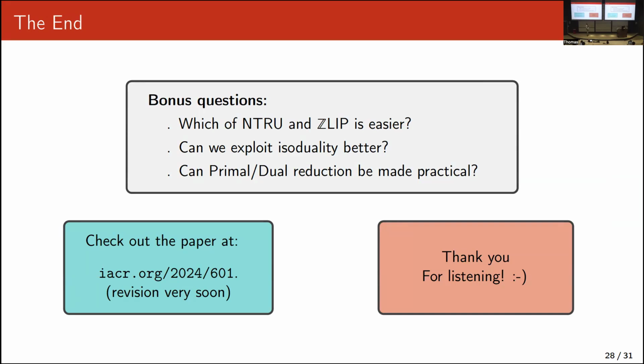It's a bit provocative maybe, but which of NTRU and lattice isomorphism is the easiest? I don't think there are sufficiently clear security estimates at the moment. It's a legitimate question. Can we exploit the ISO duality better than just using this artifact that the product of the lambda ones is less than 1? And can this be made practical, this primal dual reduction, especially with the case of the integer lattice where heuristics and theory are so close? All right, so the paper will be revised soon, and I thank you for your attention.